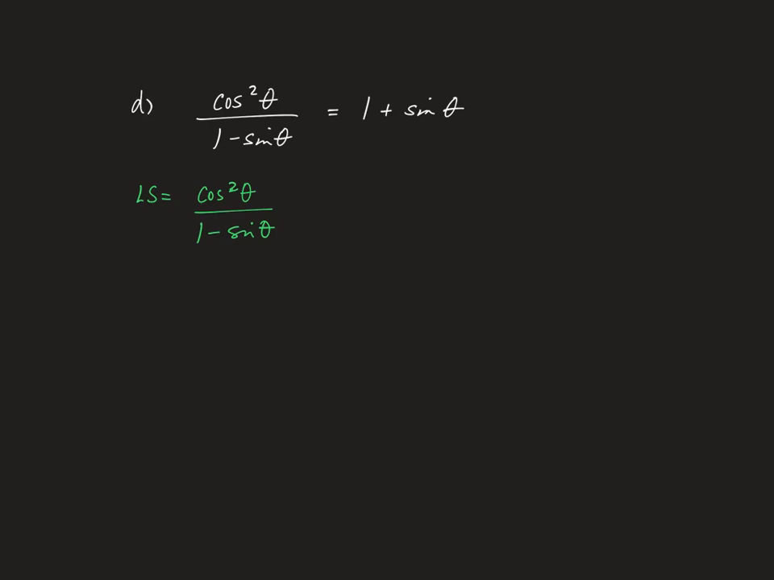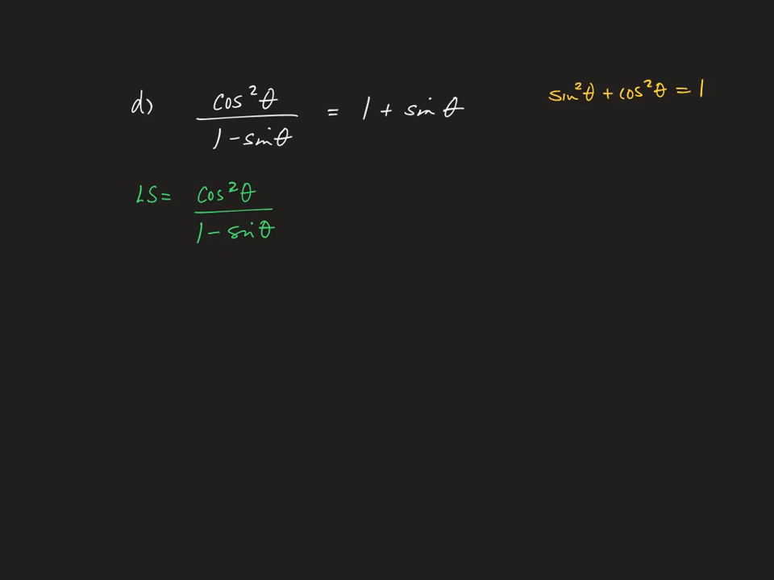But I do have another identity at my disposal. I have the Pythagorean identity, which, remember, tells me that sine squared theta plus cos squared theta equals 1. Now, we may take a look at that and say, yeah, but we don't have a sine squared theta plus cos squared theta either.